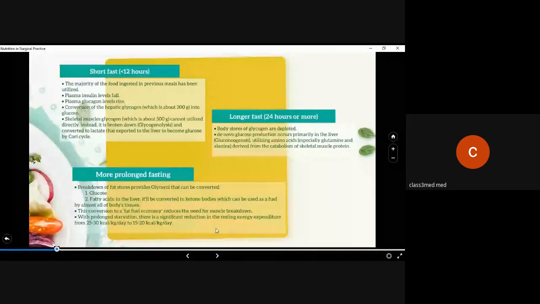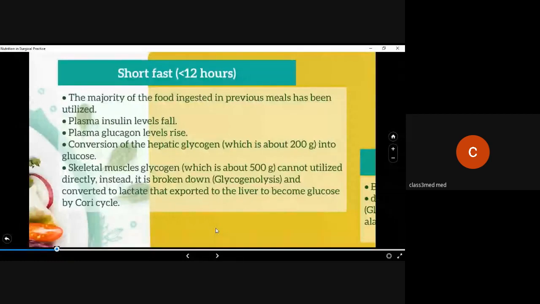So in a short fast, which is less than 12 hours, the majority of food ingested in previous meals has been utilized. So the GIT is almost utilizing all the ingested food. And the plasma insulin level falls, then the plasma glucagon level rises, and hepatic glycogen, which is about 200 grams, is converted into glucose. So we have a small store of glycogen in the liver that is used by the process of glycogenolysis. This is the first response during short fasting.